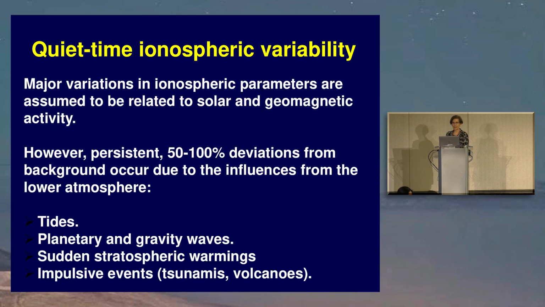Great. So we all know that during quiet time, the ionosphere is still varying very substantially above background levels, due presumably to influences from the lower atmosphere, such as tides, planetary waves, gravity waves, extreme events like sudden warming, and impulsive events like explosions, volcanoes, tsunamis.